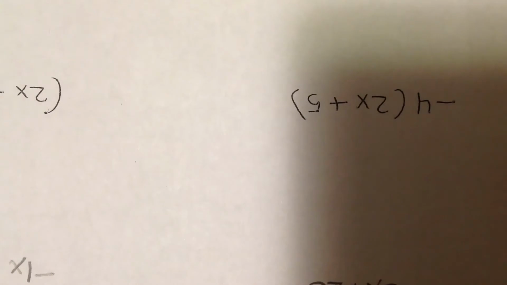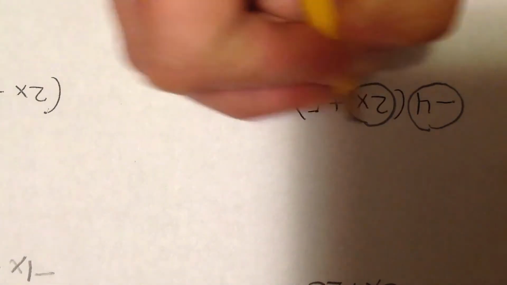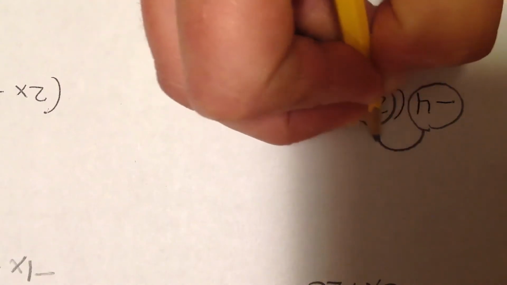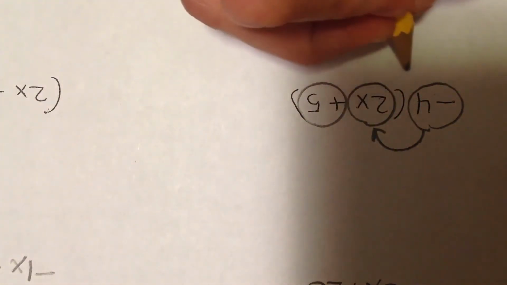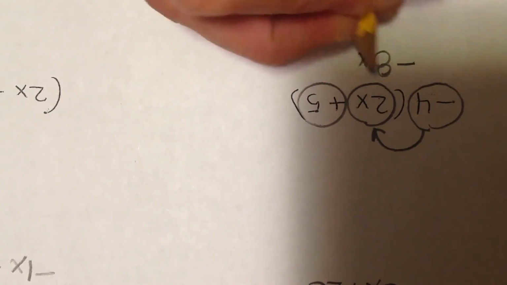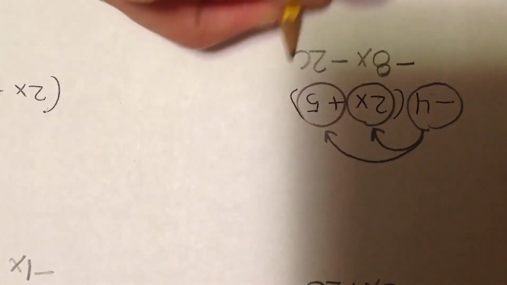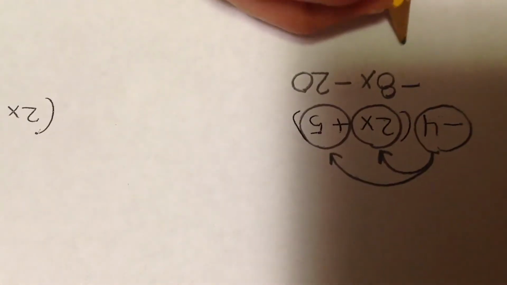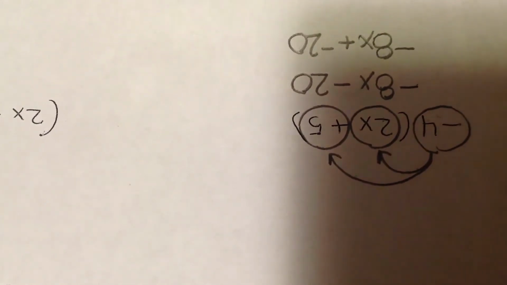Moving to the third example, I have to multiply negative 4 times each of the following, 2x and 5. So negative 4 times 2x, you can type negative 4 times 2 in your calculator, which is negative 8. So negative 4 times 2x is negative 8x, and negative 4 times 5 is negative 20. So you can either write that as negative 8x minus 20, or negative 8x plus negative 20. Either way is an acceptable way to represent that answer.